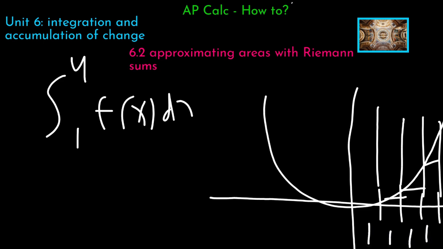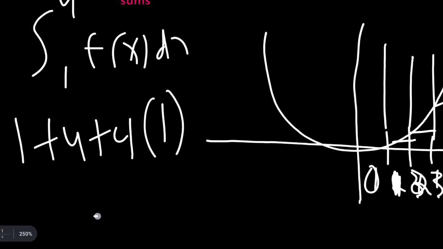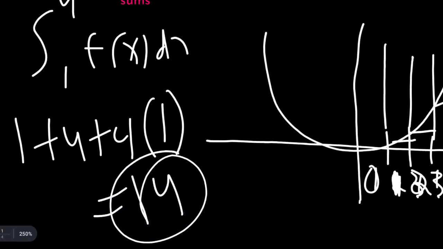So we just have to find the heights. In order to do this, we plug in each of our x values, like that, and then solve. So we get our heights to be 1 plus 4 plus 9 times our widths of 1, which equals 14. And that's our answer.